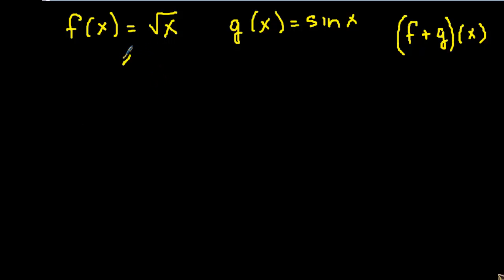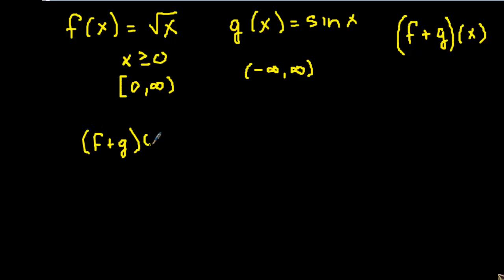So the domain of this function, because it's a radicand, is going to be greater than or equal to 0. So that one's going to look like this in interval notation. And the domain of the sine function is all real numbers, so this would be the domain. So now that we have that taken care of, let's go ahead and do the algebraic operation and add these functions together. F plus g of x.